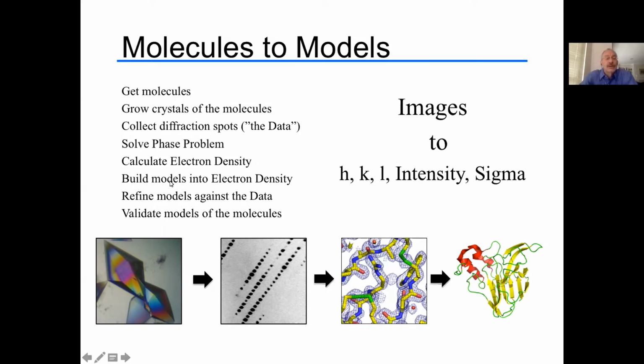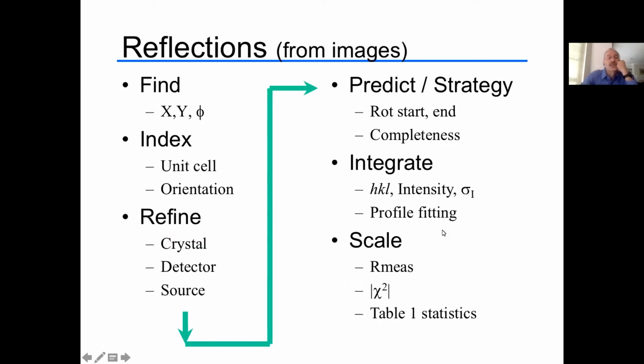So we're going to talk today about going from images to intensities. And then next week we will talk about scaling and so on. So of course, all of this doesn't work unless you validate the model.